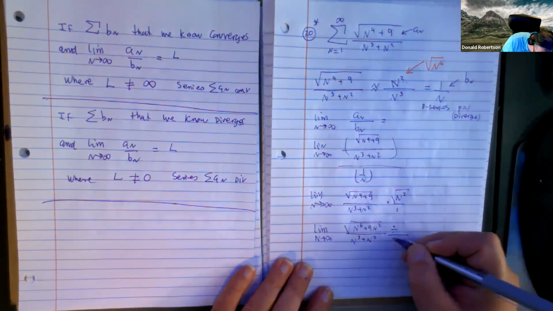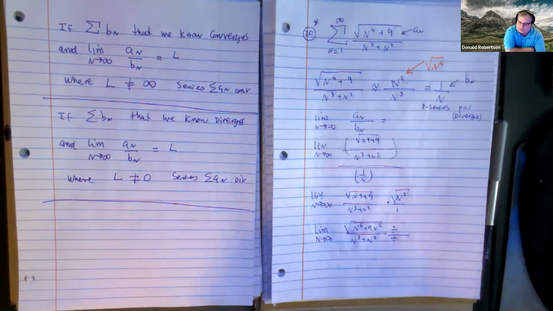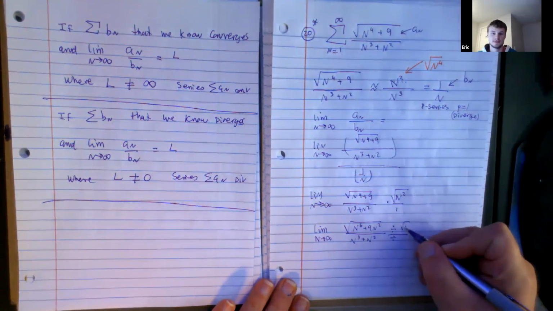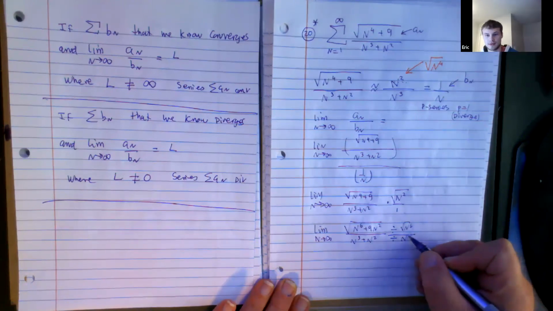Okay. The technique that I'm going to use is similar to the previous one. We are going to divide top and bottom by somebody, right? And it's going to be a power of n. And it has to be the correct power of n. So what do we divide top and bottom by? The square root of n to the 6. And on the bottom? n to the power 3.